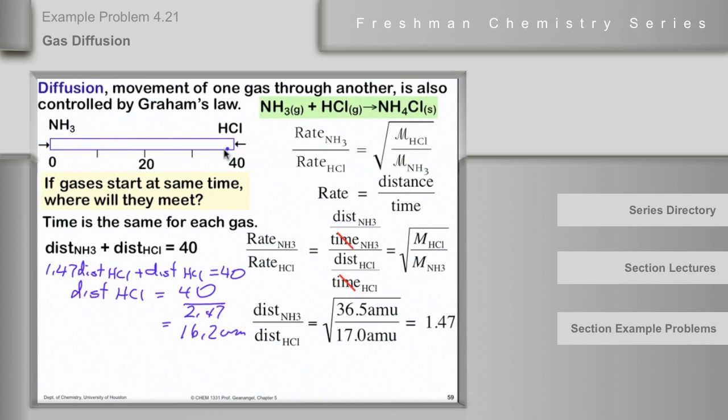So HCl will travel from here down to 16.2 centimeters in this direction. Well, the tube is graduated the other way, so let's just take 40.0 centimeters minus 16.2 centimeters, and we get 23.8 centimeters. And that's the ammonia rate. So somewhere in here, around 23.8 or 24, they're going to meet.